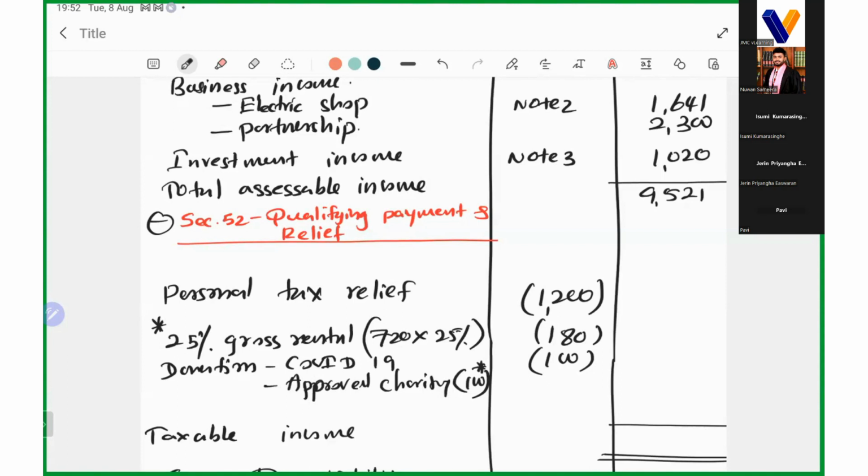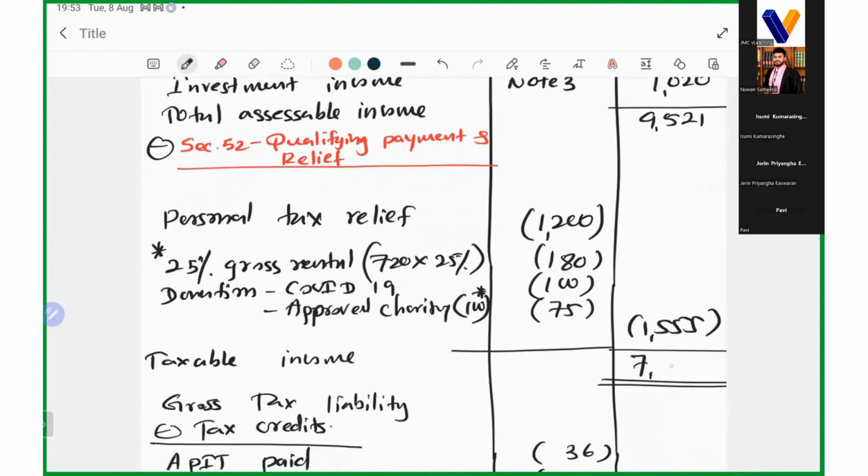Your actual cash donation is 100,000, but the maximum allowed is only 75,000 for individuals, right? So what is the lower value here? 75,000. So now you can get the total qualifying payment and relief: 1,200 plus 180 plus 100, then 75, altogether 1,555. Yes, sir. Then 9,521 minus this value, you can take that your taxable income is 7,966. Based on that, you need to calculate what?